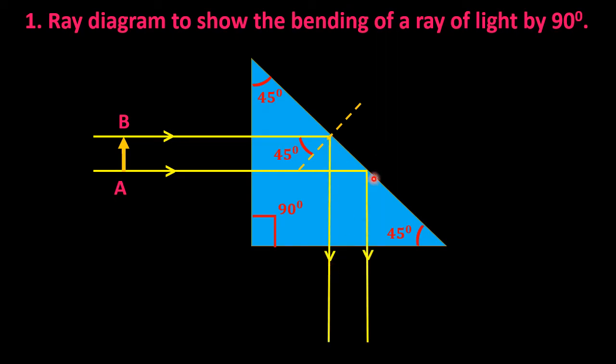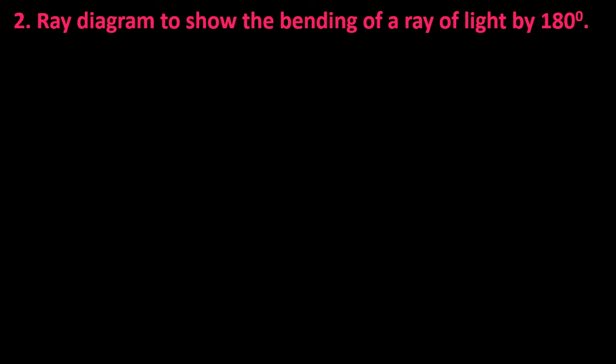So in this direction the ray will be reflected. So the angle between the incoming ray and outgoing ray is 90 degree. So here we have bent the ray of light by 90 degree. Now let us see how we can bend the ray of light by 180 degree.